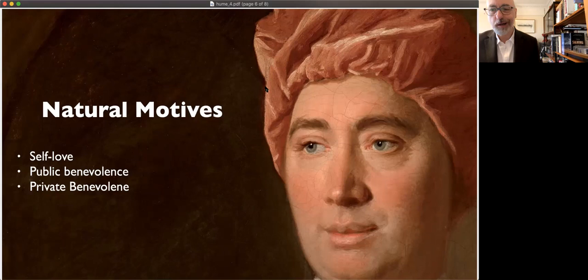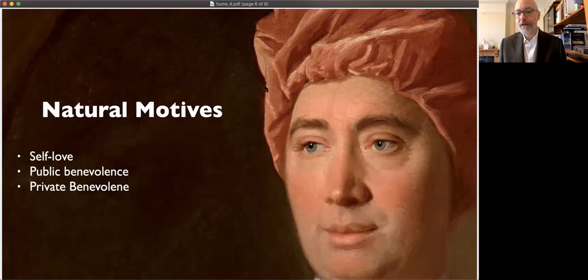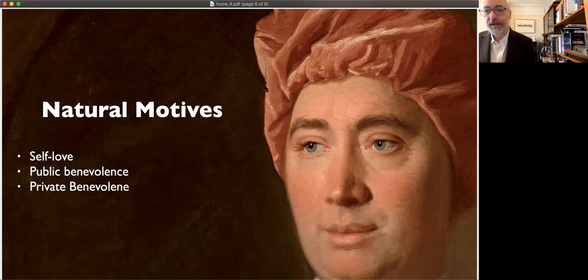Second, an action can be just even though it's carried out in secret. The public can take no interest in an action that they have no knowledge of. Then it can't be for the sake of public interest that the person is moved to act justly in secret. And third, while public benevolence can move a person to act, he thinks that this motive is going to be too weak to explain the widespread observances of the conventions of justice.